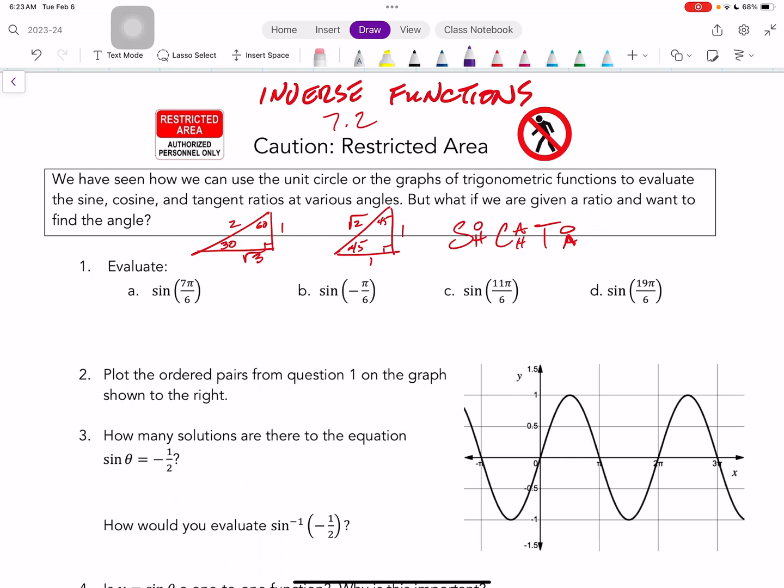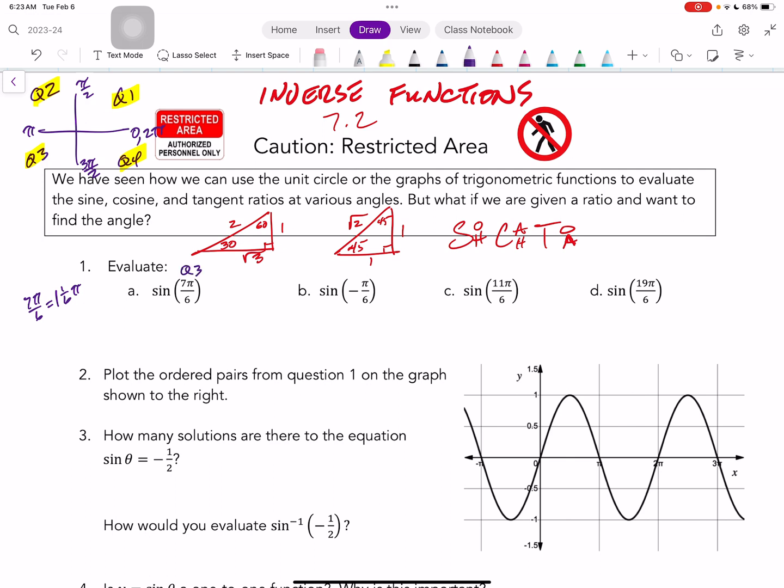So sine of 7π/6. Now 7π/6 is 1 and 1/6 π. If you know your radians, we have π/2 at the top, π as a half revolution, and 3π/2 at the bottom, right back to 2π. This is quadrant 1, quadrant 2, quadrant 3, quadrant 4. 1 and 1/6 π is half a revolution plus a little bit more. So this puts you in quadrant 3.